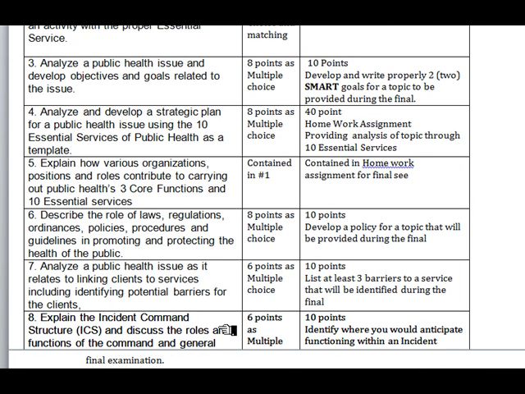You'll be asked to look at the incident command structure in the multiple choice, but also you'll be asked to look at where you would fit if there were an emergency in a community you lived in and you were working in the public health system somewhere. How would you see yourself being a part of that?